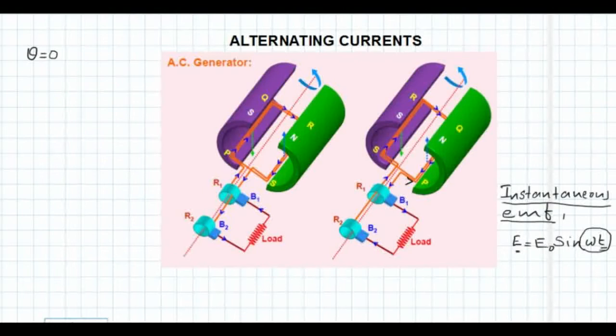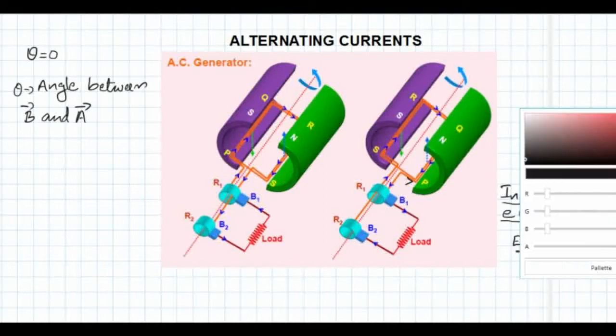Okay. So when theta is equal to 0, what is the value of E0 sin omega t? We know that theta is the angle between flux density B and area vector A. Theta is the angle between B and A, because we know the equation is NBA cos theta, where theta is the angle between B and A.